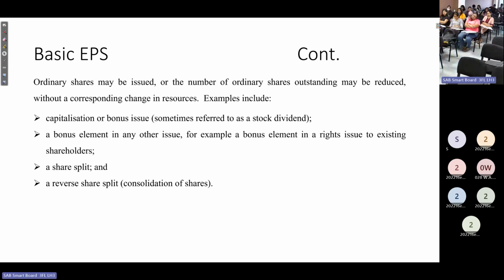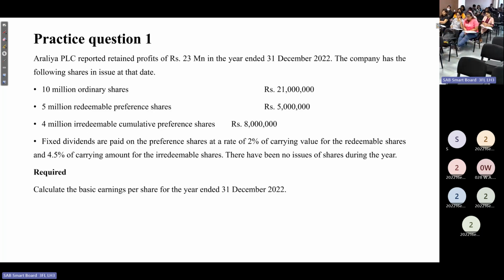Reverse share split. Share splits can be reversed, they can be accumulated, right? There is an impact on the number of ordinary shares. Right, practice question number 1, so I will keep this as it is now. You can take your lunch break.